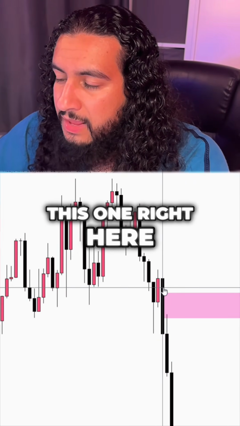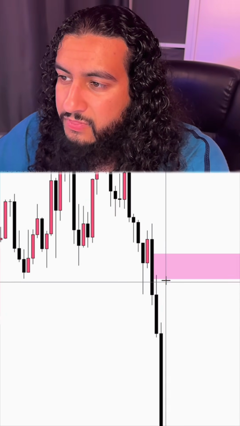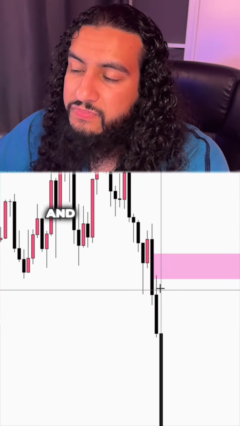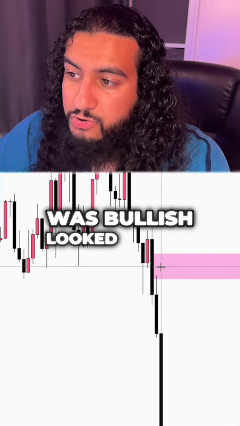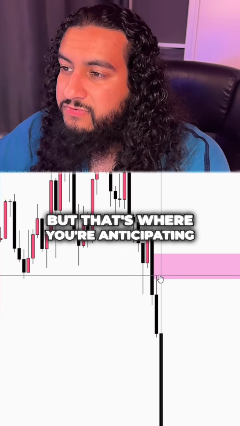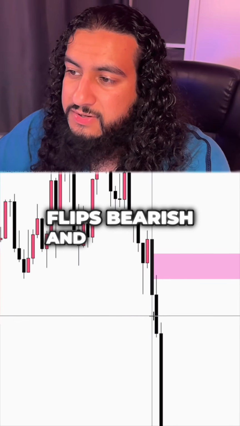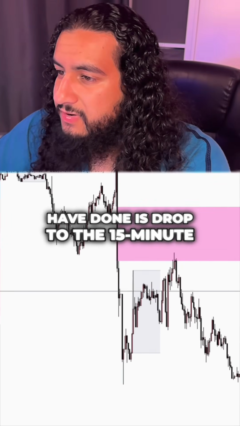This one right here. The next daily candle, the top wick was made on the daily candle first. Then price flipped bearish, continued down, breaking the previous daily low, and then continued down. So at one point, this daily candle looked bullish, but that's where you're anticipating to take your sell, to get the top of that daily wick before it flips bearish and continues down to break the previous daily low. So what you would have done is drop to the 15-minute time frame.